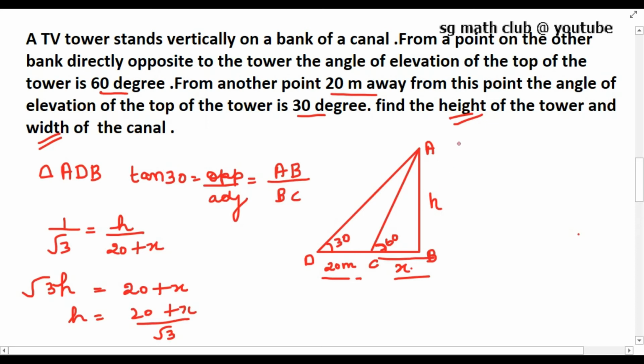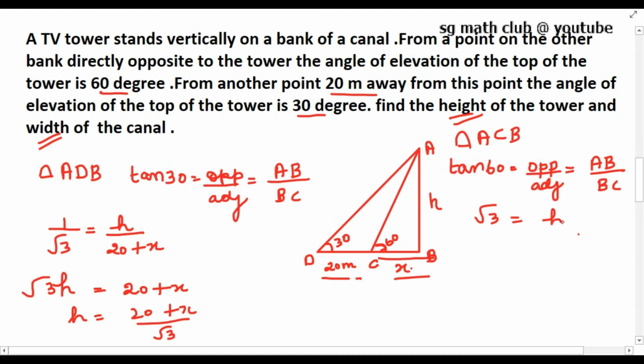Now we will take this triangle ACB. So there tan 60 is equal to opposite side by adjacent side. Opposite side is again AB. Adjacent side is BC. Tan 60 is root 3. So h by x. So from this h is root 3 x. Let this be equation number 1. This be equation number 2. Now we will solve this and find the value of h and x.